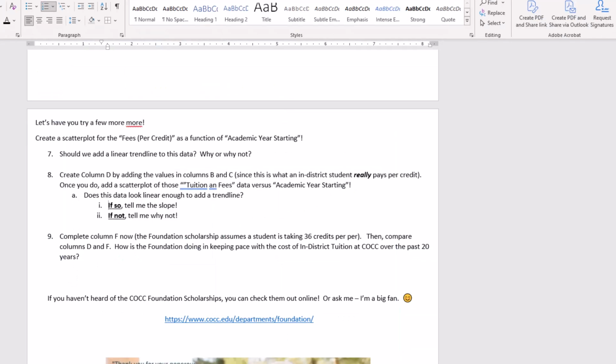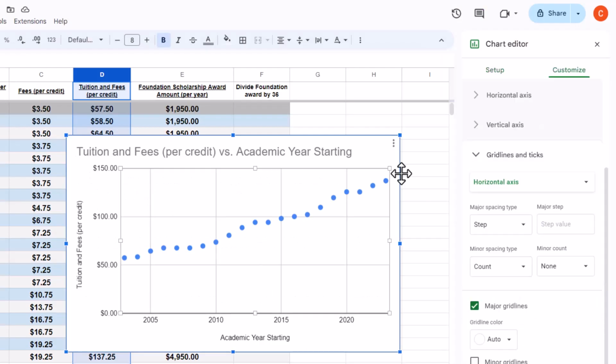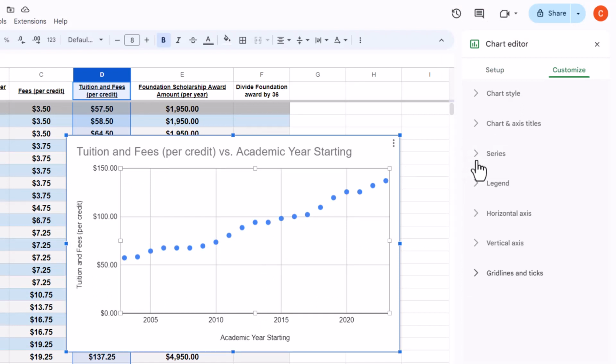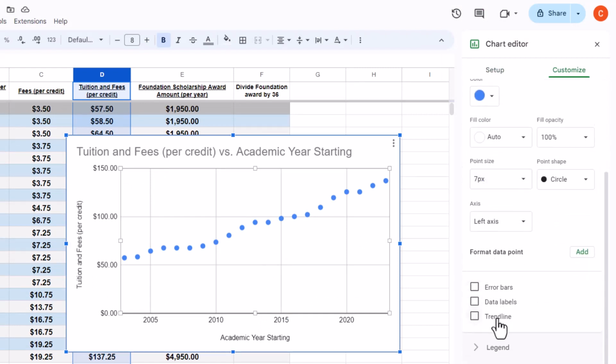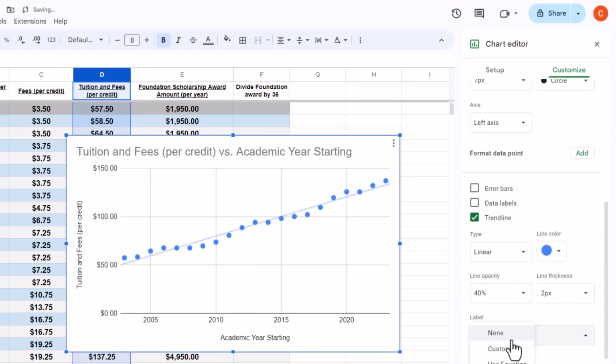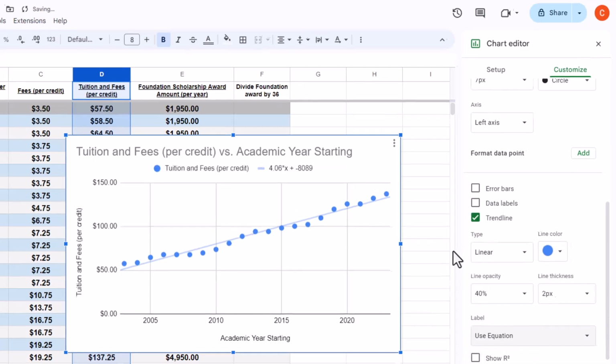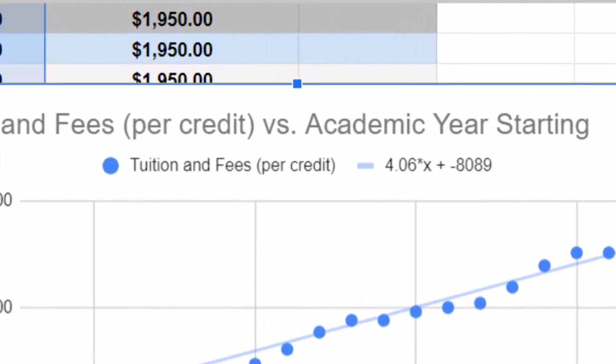Do I want you to? Yes. Yeah, we are going to do that. Give me a second here. So we're going to double click, customize series, trend line, label with the equation.